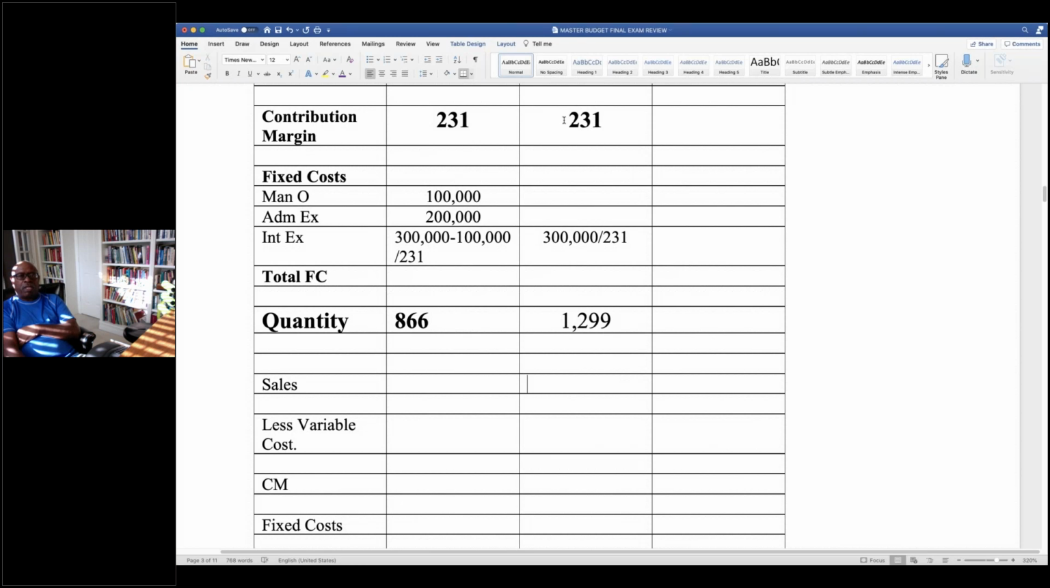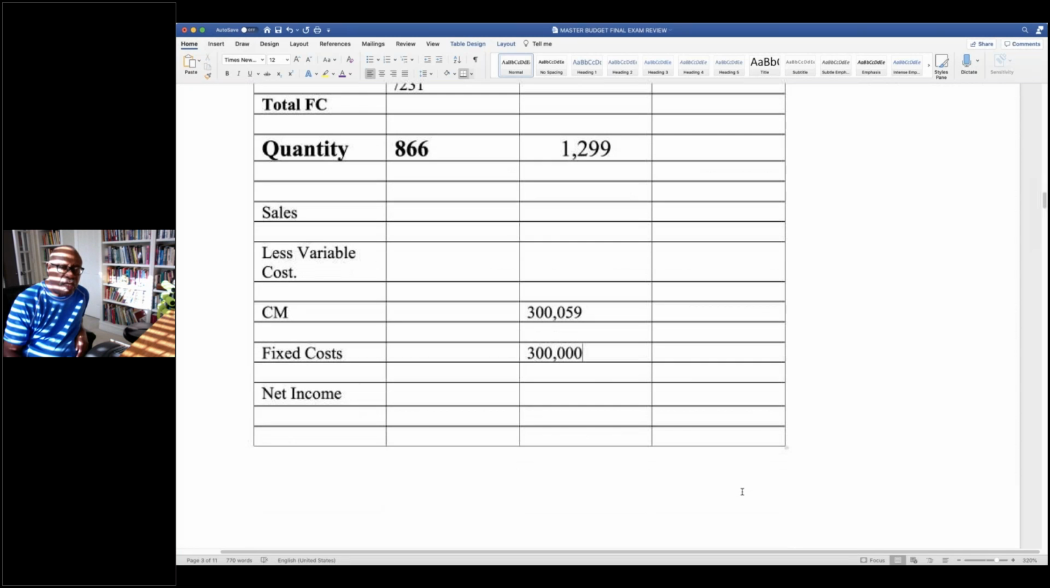Let's do our shortcut checking. We're going to multiply 231 times 1,299. How much do we get for the contribution margin? 300,069. So we get 300,000. And our fixed costs were what? 300,000. So we're within our $100.